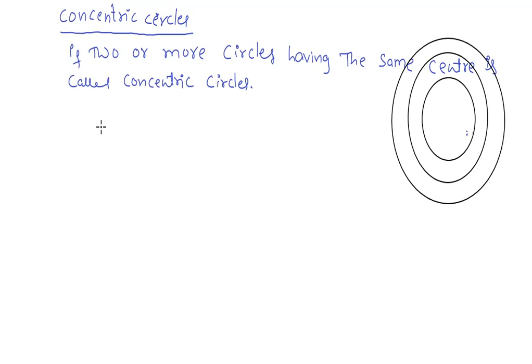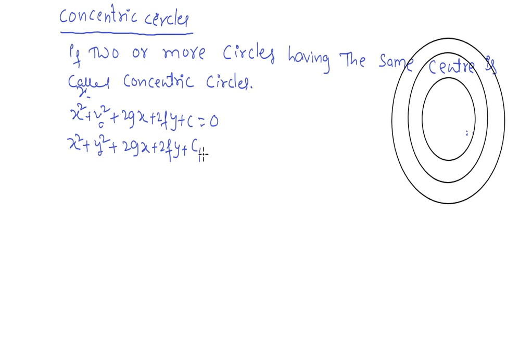Concentric circles: two or more circles having the same center are called concentric circles. The equation of a circle is x square plus y square plus 2gx plus 2fy plus c is equal to 0. For concentric circles, one equation is x square plus y square plus 2gx plus 2fy plus c1 is equal to 0. Another concentric circle equation is x square plus y square plus 2gx plus 2fy plus c2 is equal to 0. These concentric circles just differ by a constant term.